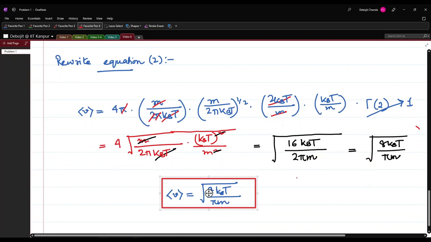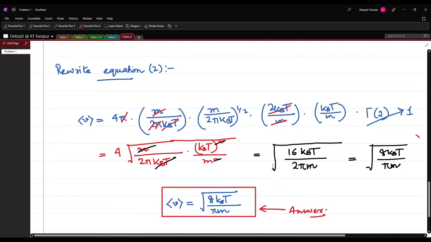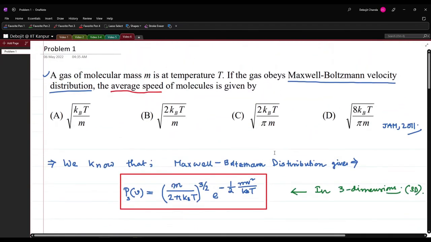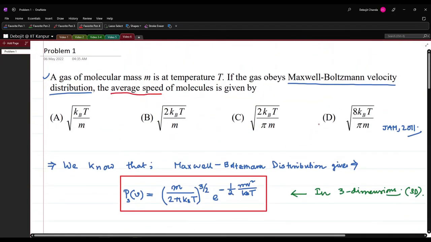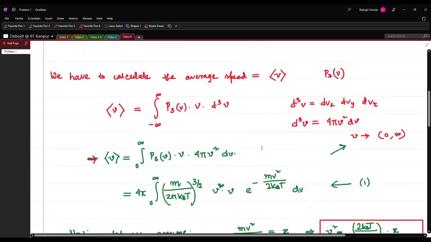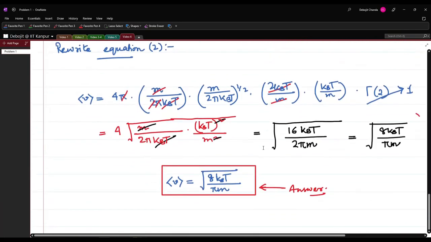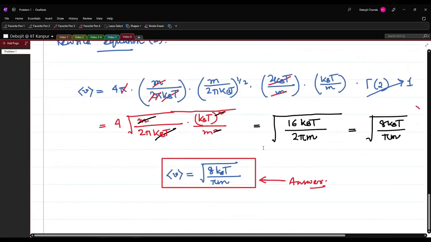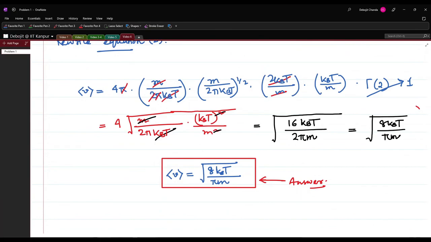Okay, so this is the answer, and if we go back to the problem, we see that option D is the one matching with our answer, and this is the correct answer. Okay, so this is the problem number one, and we will proceed to the next problem.